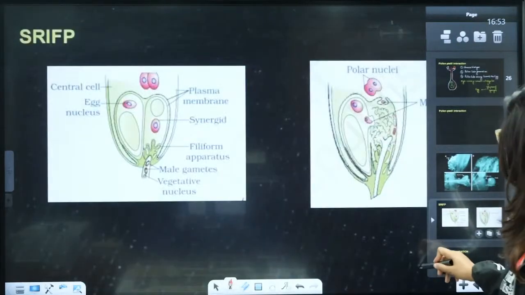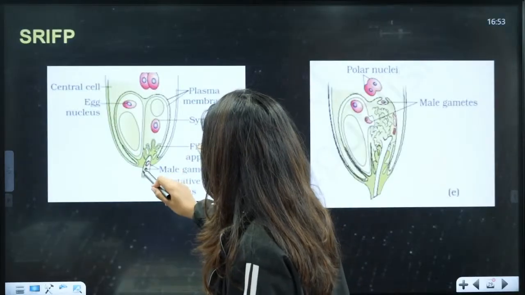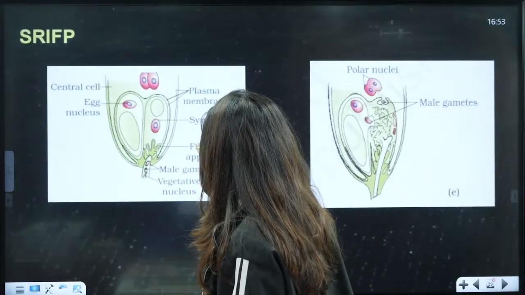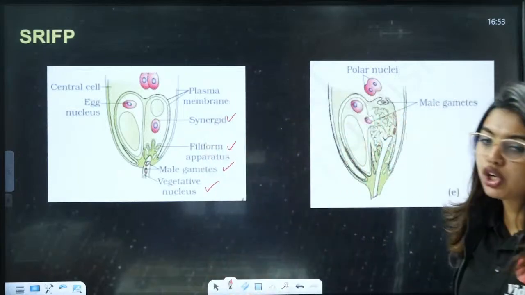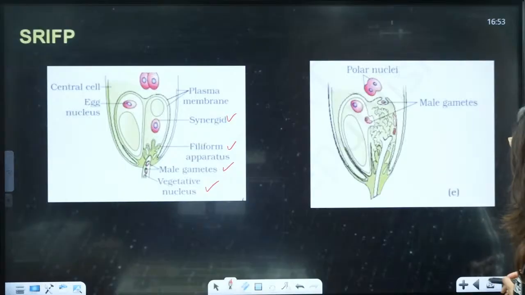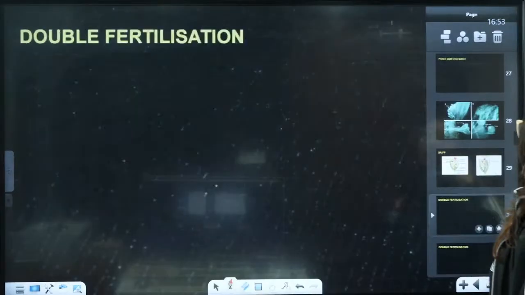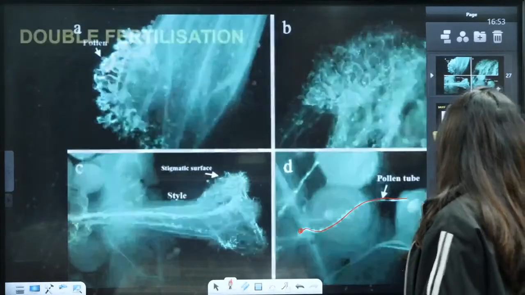Okay, so look at the NCERT diagram. What is happening? The plasma membrane is of the synergid. What does the synergid do? It guides the male gamete and the vegetative nucleus to enter and reach the egg. Now here something different is going to happen. So what will happen? Let's take an example.